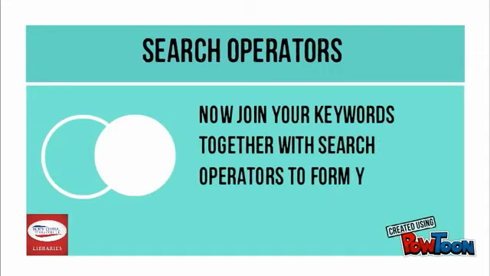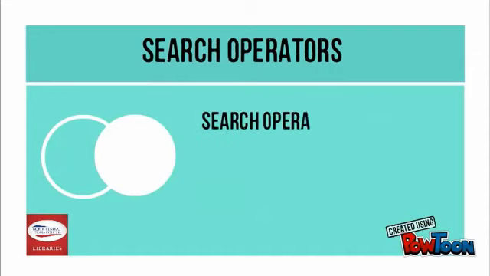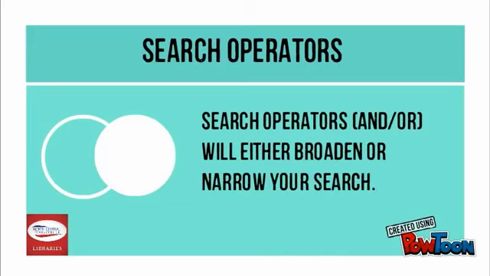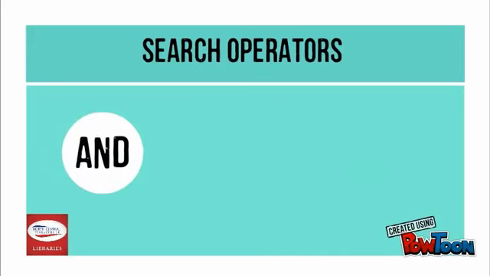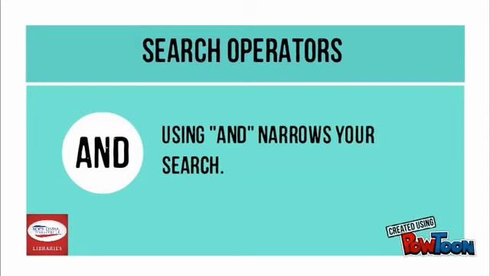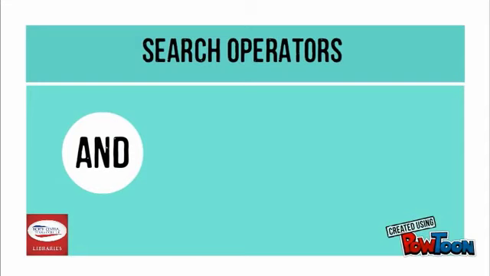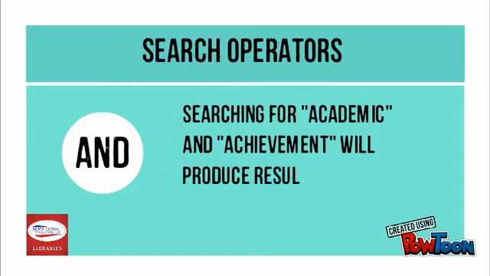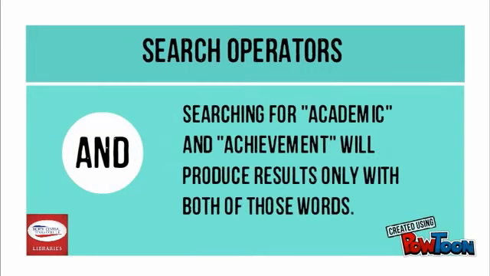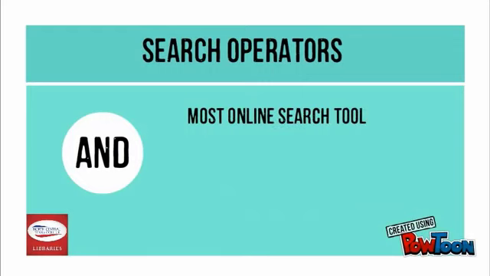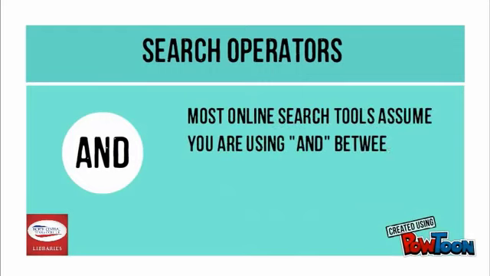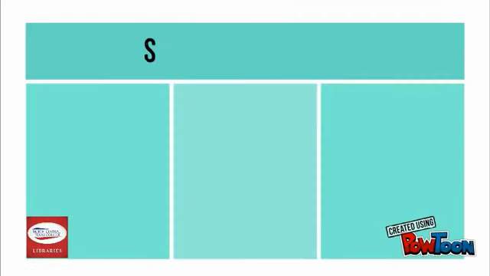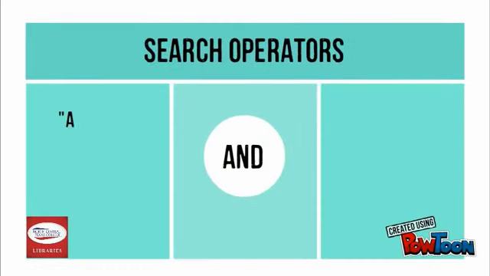Now, join your keywords together with search operators to form your search. Search operators AND or OR will either broaden or narrow your search. Using AND narrows your search. Searching for academic AND achievement will produce results only with both of those words. Most online search tools assume you are using AND between words and automatically narrow your search.